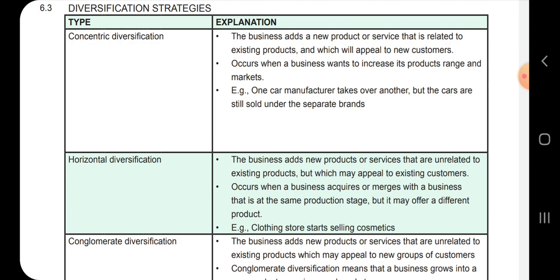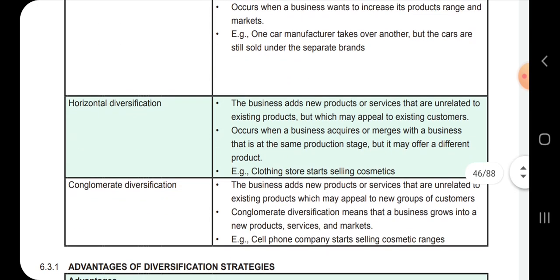That is concentric diversification. And then horizontal diversification is where the business adds new products or services that are unrelated to existing products, but which may appeal to existing customers. So you're still selling toiletries, you decided, let me include foodstuff. Now you include maize meal, because people who are coming there consume maize meal, so they will buy the maize meal. And then you have conglomerate diversification.